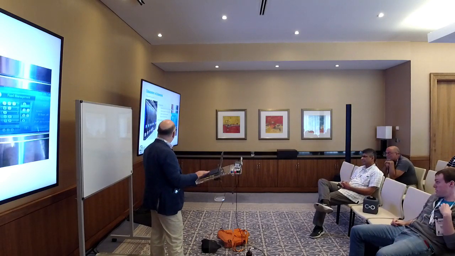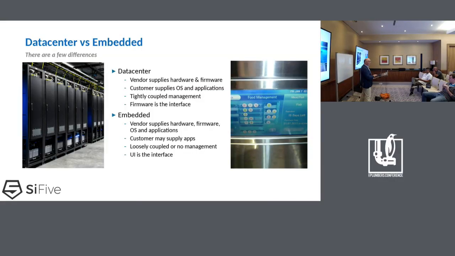Okay. So there are some differences between the data center and the embedded system. Your refrigerator, as you know, they may look the same, a giant box with metal doors and a lot of compressors. Yeah. One uses the refrigerator to cool the processor, and the other uses the processor to cool the refrigerator.